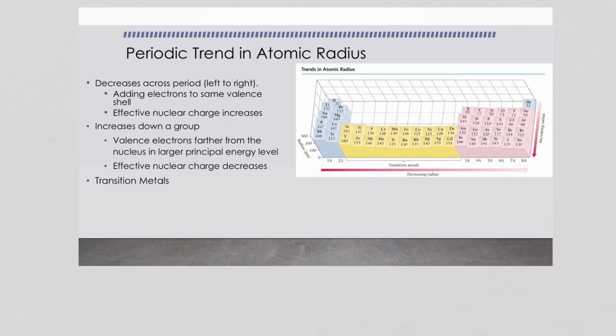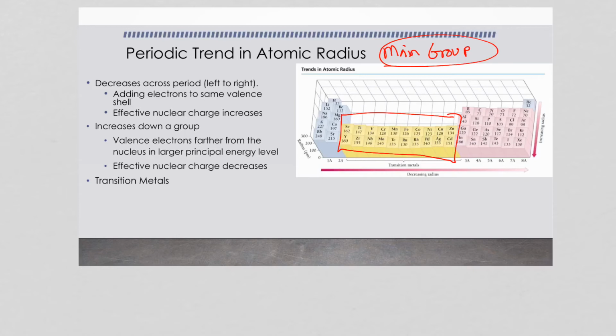Now I should point out that all of these trends are going to be based primarily on the main group elements. So we're going to look at the first two columns and the last six. While we may look at these, frankly, a lot of these trends don't really hold up in the transition metals, and so we don't really include them in most of our periodic trends. We just look at the main group elements.